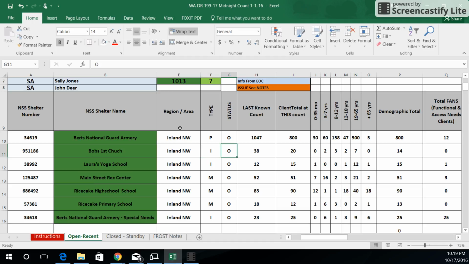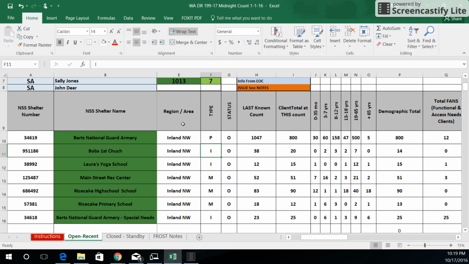And hopefully those fences can be mended later. But at this time, they've decided to be independent. Okay, we'll go ahead and change them to independent. We will verify that with our shelter lead, and then we will change that in NSS to match our DCT.